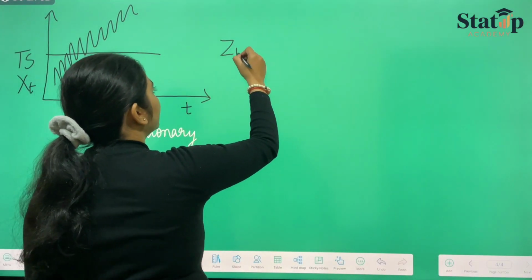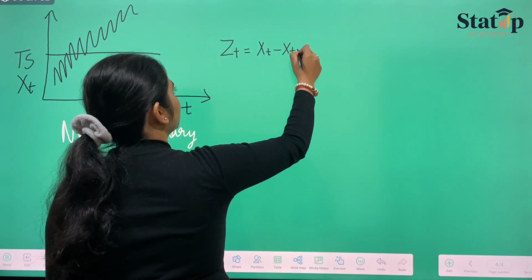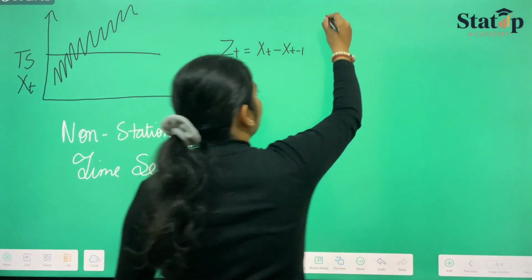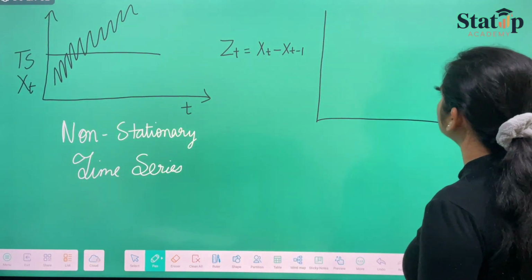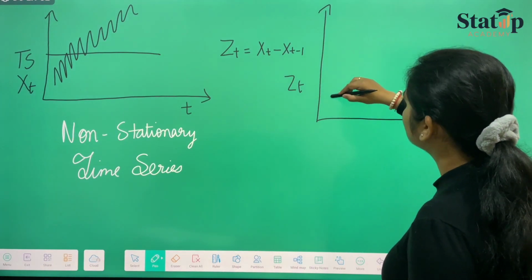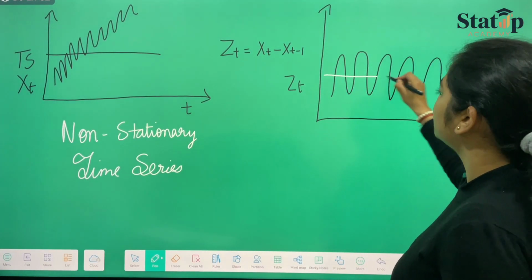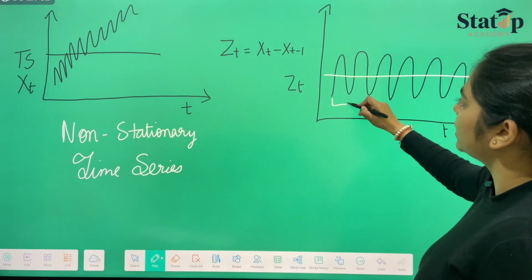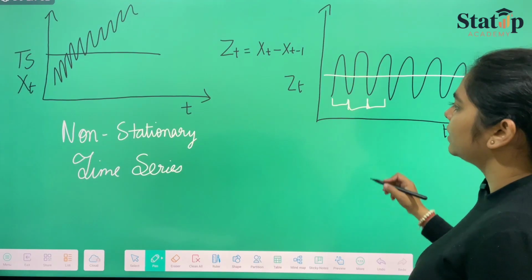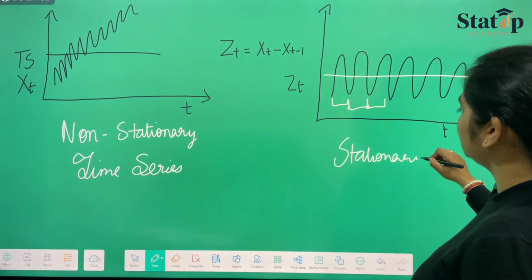We will take zt, which is nothing but xt minus xt minus 1, which is differencing with lag value 1, and we will get our model as this. Now this zt becomes like this. So here mean is also constant, variance is also constant, and covariance is also constant. And hence we can say that this is our stationary time series model.